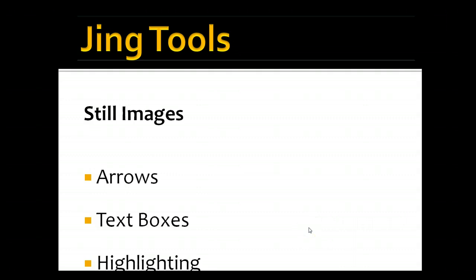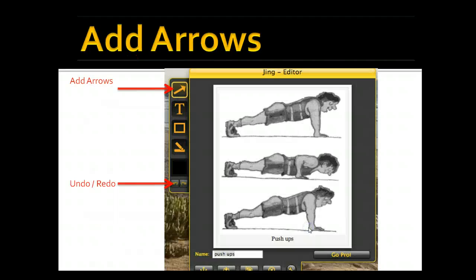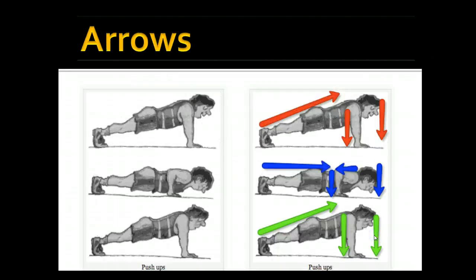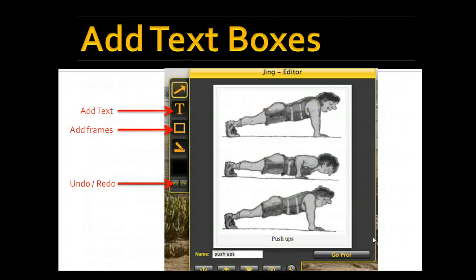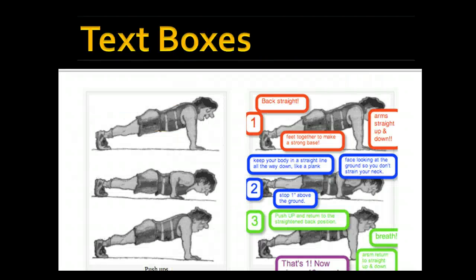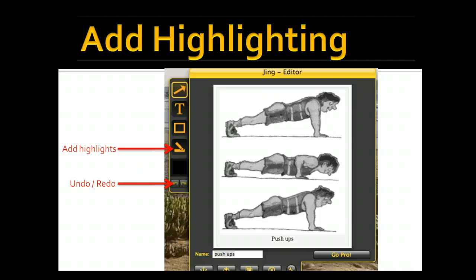Jing has 3 tools to support image capturing. You can add arrows in any direction that you want, and you can redo and undo them if you make a mistake. You can add text boxes with frames, and you can also highlight. All 3 of these tools come in a variety of colors that you can custom create.